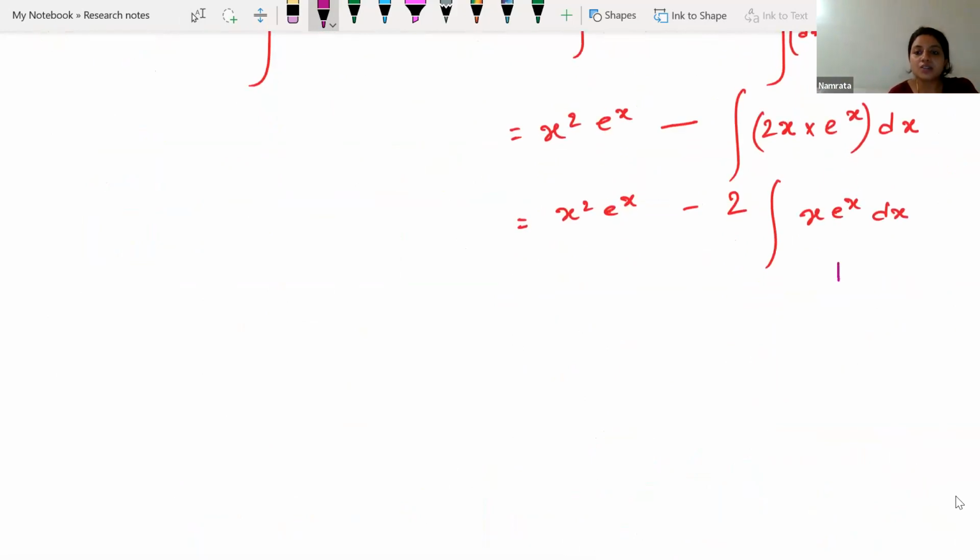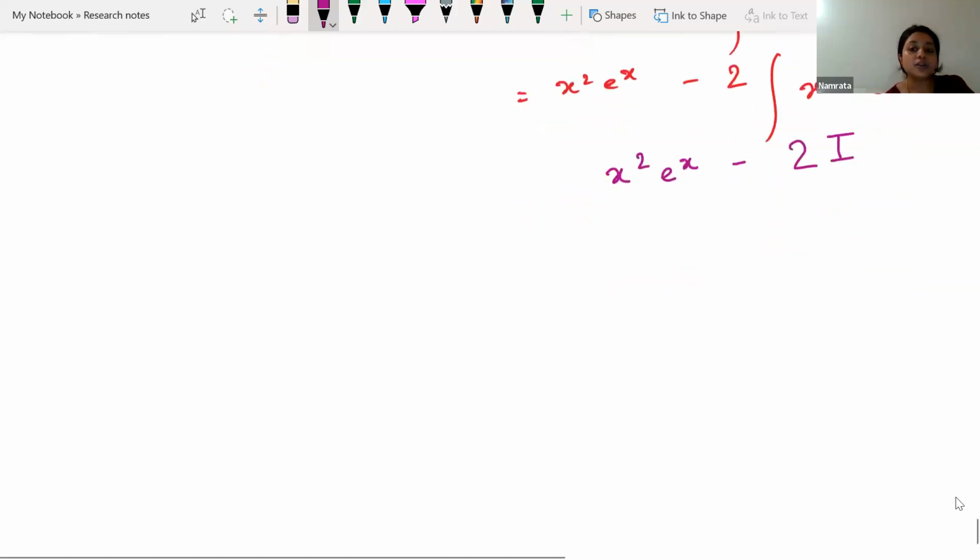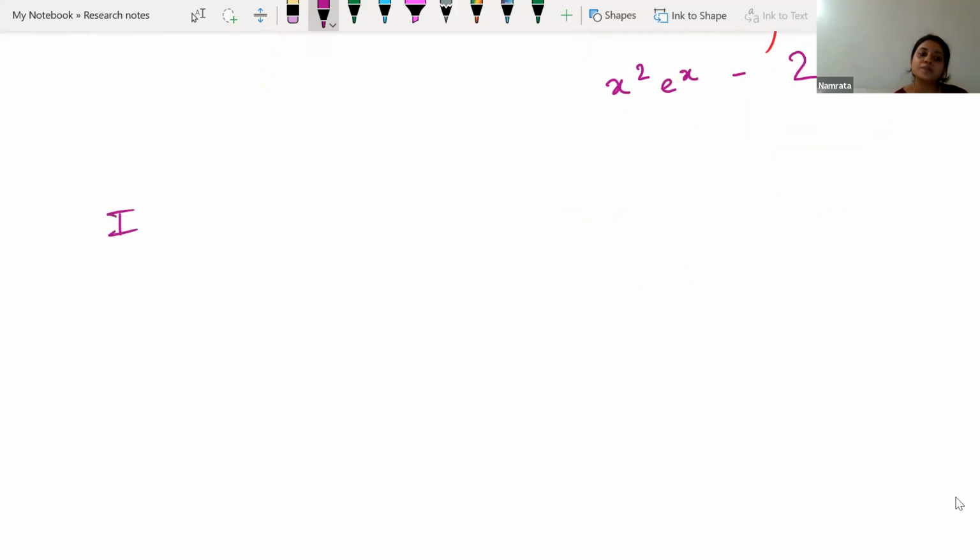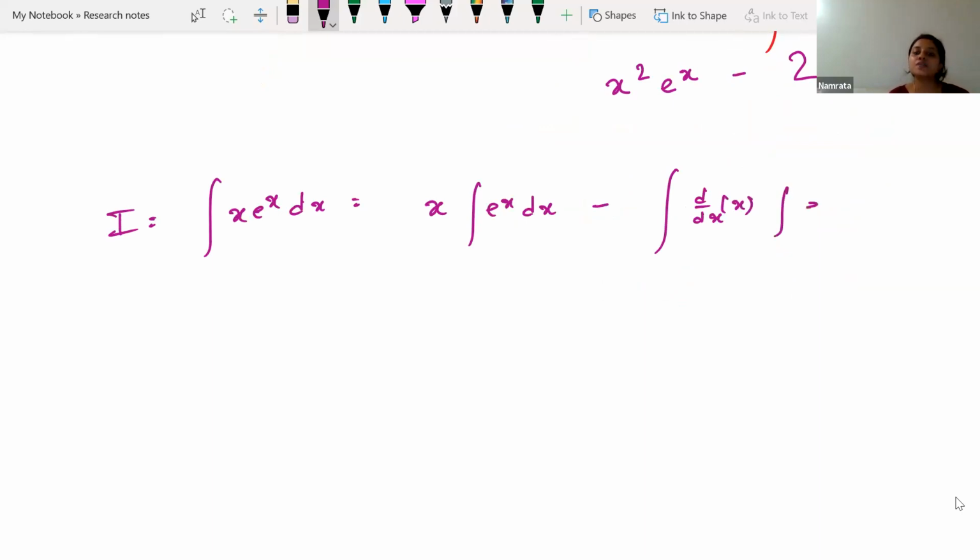Here we are having this integration, I am writing it as I. Okay, 2I, and this one I am writing as it is. Now I, we have to do it. I means what? I means integral of x e to the power x dx. Let's do it quickly. First function, integration of second function, minus derivative of first function, so d/dx of x, and integration of second function, and whatever we are getting, completely, that integration we have to do. So we got x e to the power x minus derivative of x will be 1.